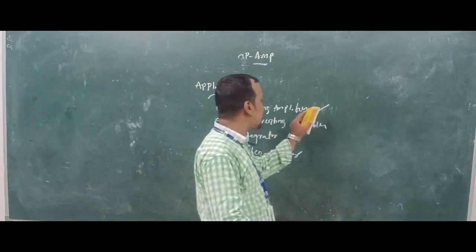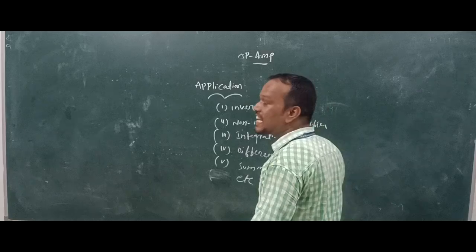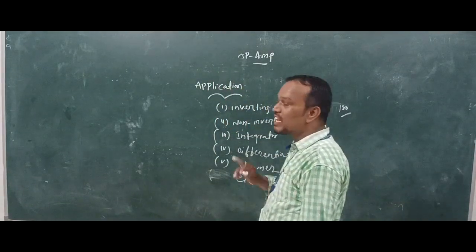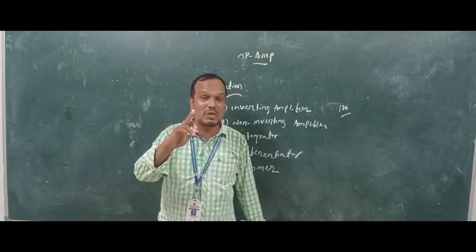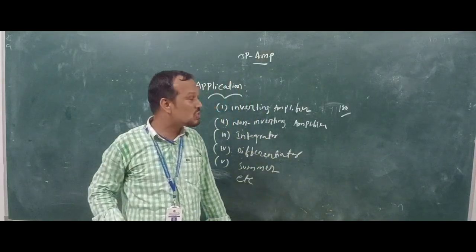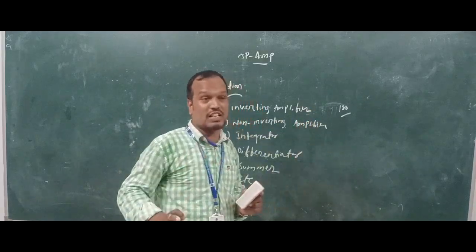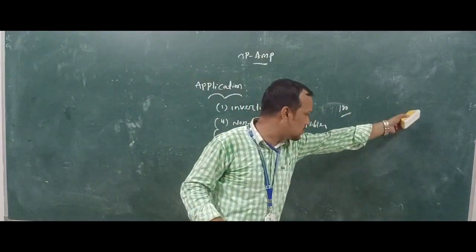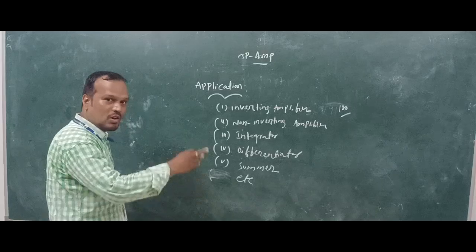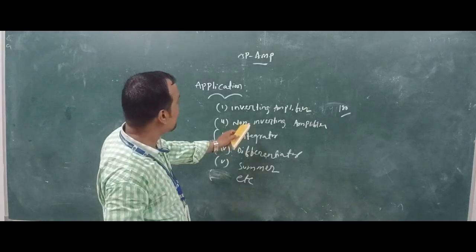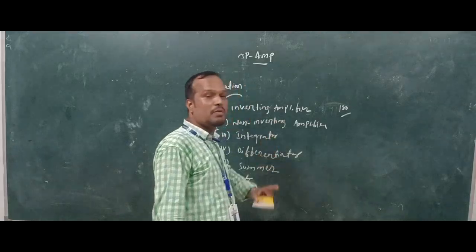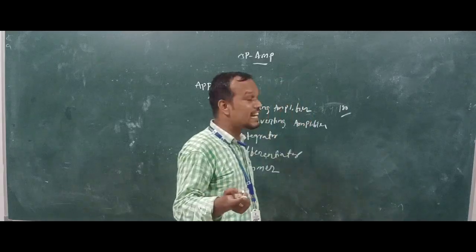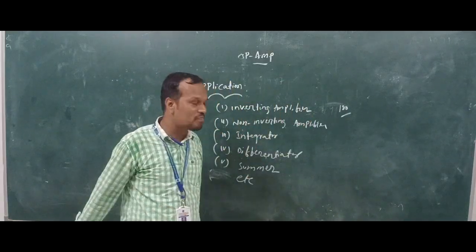Just for now, remember: in the inverting amplifier the phase shift is 180 degrees. The inverting input is the one connected to the negative terminal of the op-amp, so the input is applied there, while the non-inverting input is connected to ground. I will show you the details using the schematic diagram. Similarly, in the non-inverting amplifier, the input is applied at the non-inverting terminal while the inverting input is connected to ground, and it is the reverse process of the inverting amplifier.